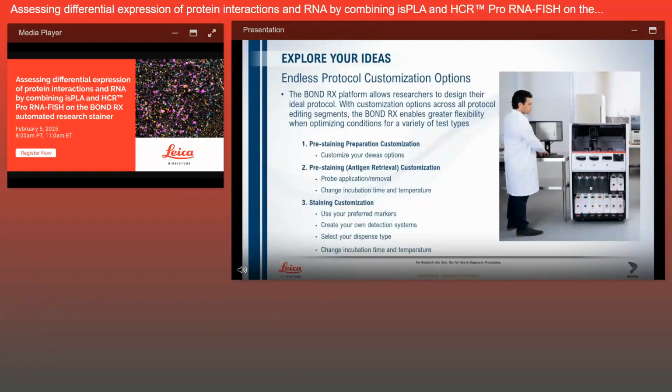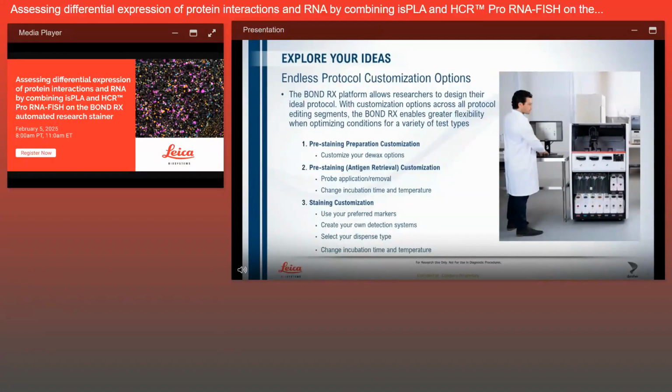So customization can be performed across all editing segments of the protocol. When we're looking at pre-staining protocol segments, you can customize preparation and antigen retrieval. You're able to customize bake and dewax options, enable one or both, disable both if you are working with frozen tissue. You can adjust the amount of dewax steps you would like, as well as baking conditions. You can also customize antigen retrieval, probe application, and removal. You can adjust incubation times and temperatures for retrieval. You can also disable retrieval altogether if preferred.